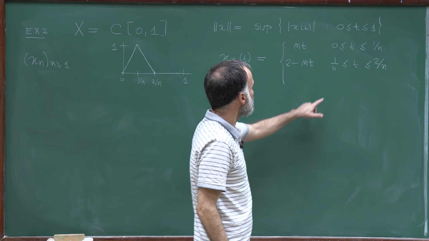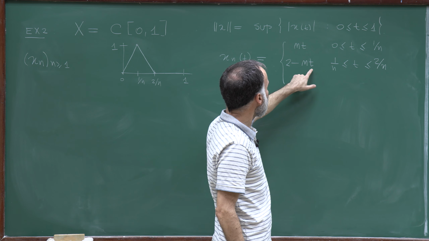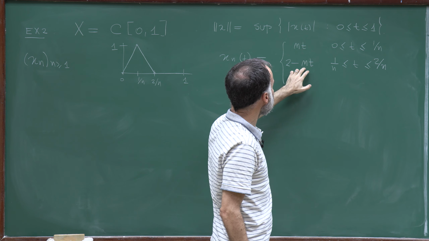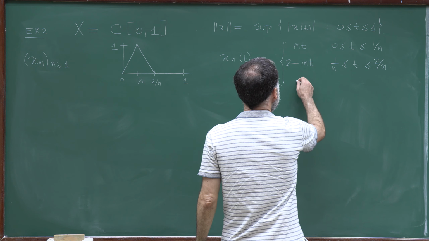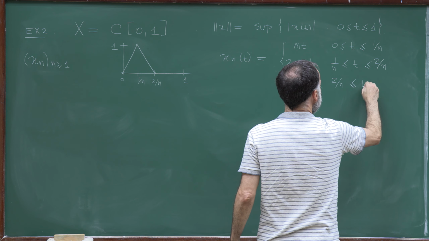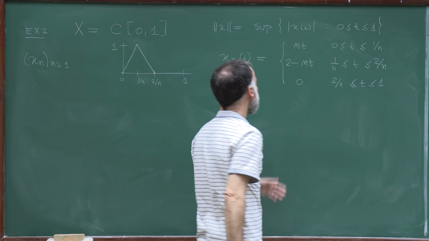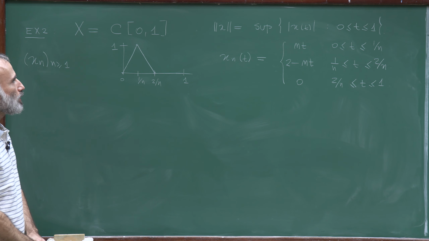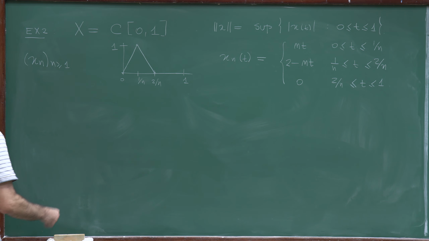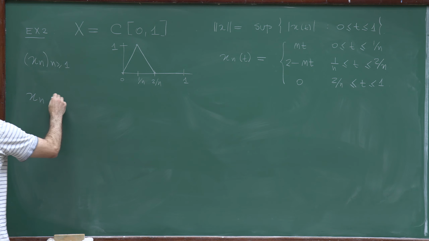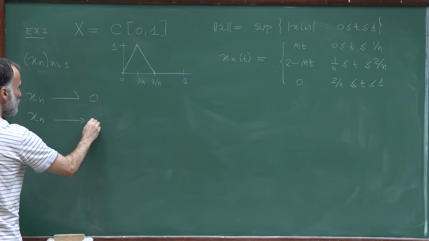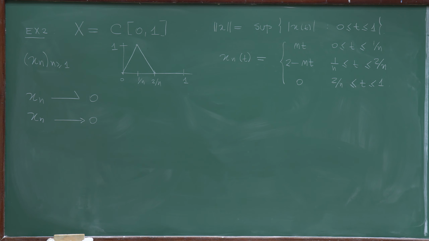So let's see if my definition is correct. If t is equal to 1 over n, this is 1, so I get 1. And if t is 2 over n, I get 2 minus 2, which is 0, so that's fine. And 0 for t between 2 divided by n and 1. So this is the formal definition of my sequence x_n. These functions are continuous. And what I claim is that x_n converges weakly to 0, but x_n does not converge strongly to 0. So this is what I want to prove.